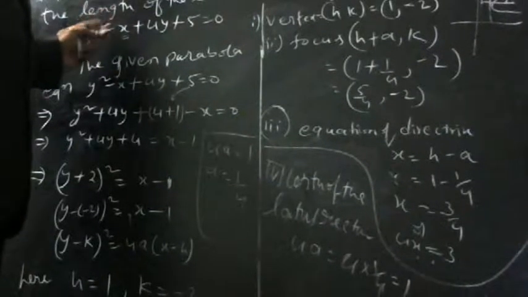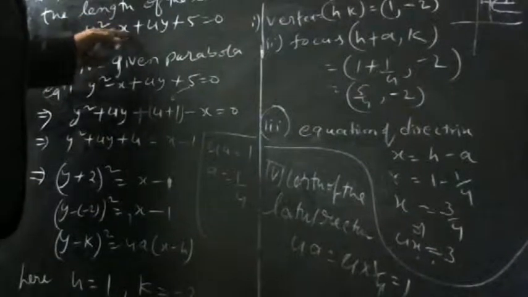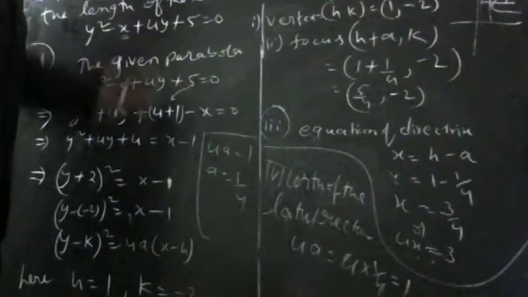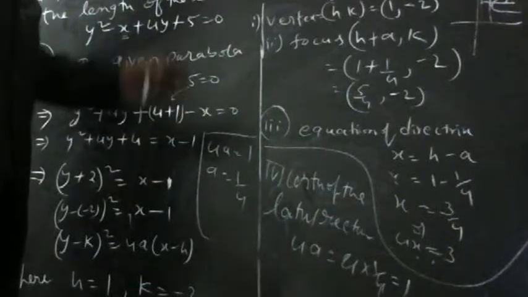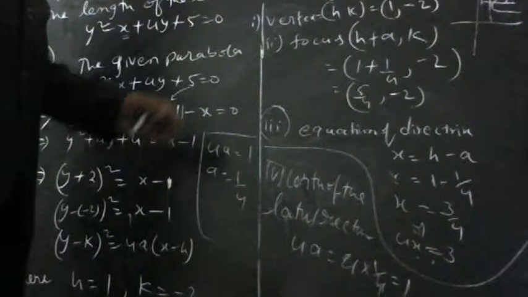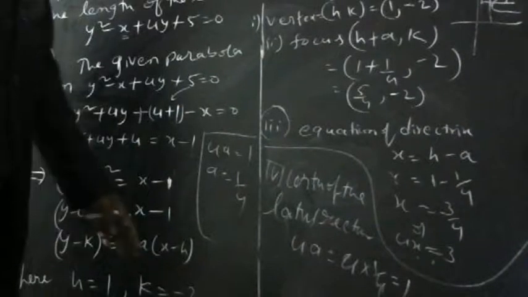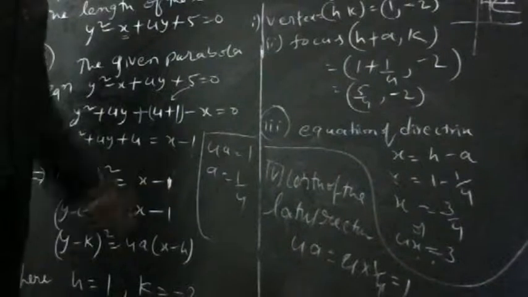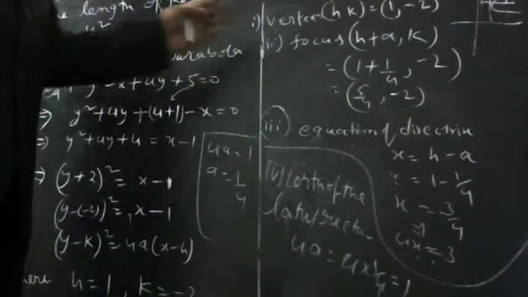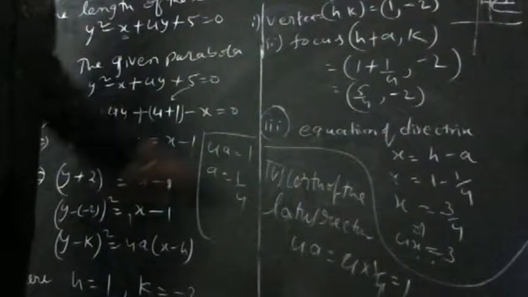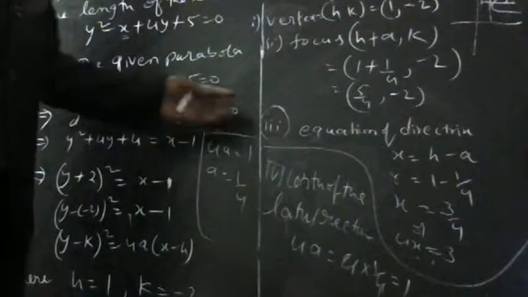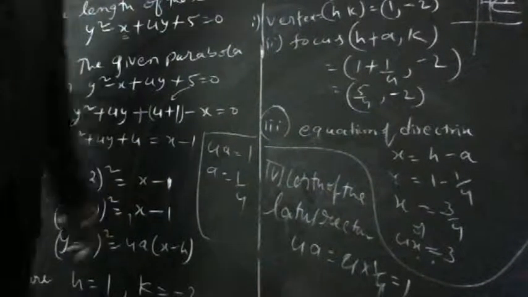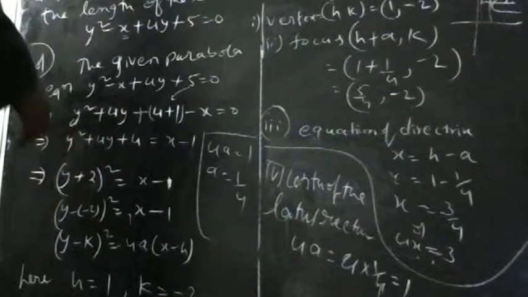Otherwise, we can recognize it from this condition: if it is y square, it is parallel to the x-axis; if it is x square, it is parallel to the y-axis. Then complete the perfect square. If parallel to the x-axis, y minus k whole square equals 4a times x minus h. If parallel to the y-axis, x minus h whole square equals 4a times y minus k. Using these conditions, we can find the vertex, focus, and equation of the directrix from the formulas. Okay, next, let's explain the next one.